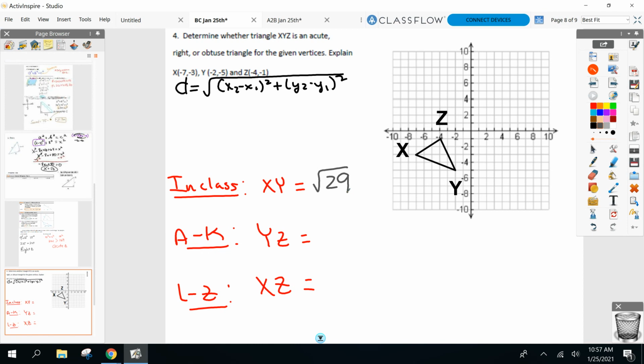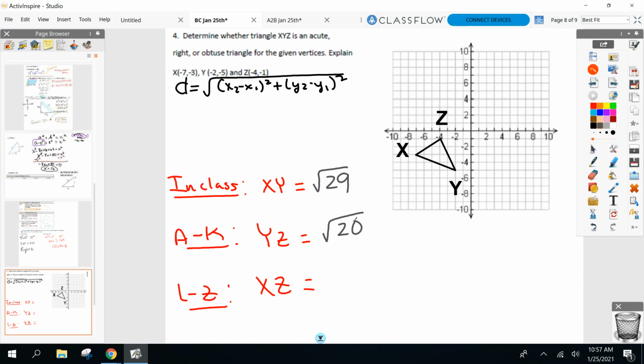You guys at home, last names A through K. What do you got for YZ for me? There's a few of you there. Radical 20. There you go. Square root of 20. Good work. You could break that down if you want. There's no need to here.